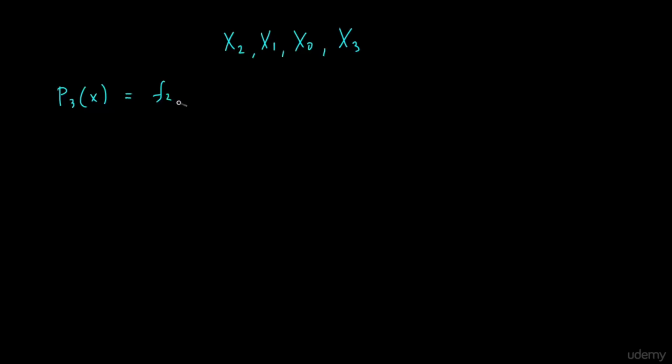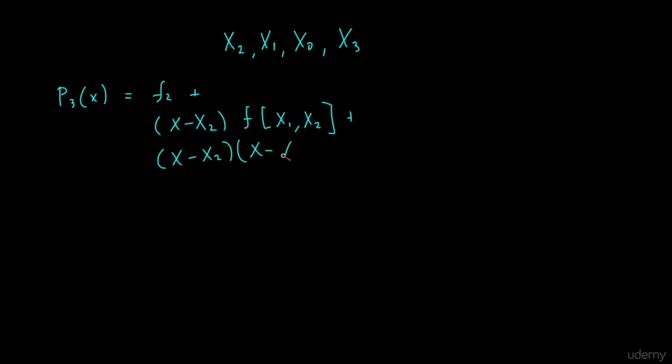So in here we have f2 plus, and then here we have the x1, so that's going to be x minus x2 multiplied by the first divided difference between x1 and x2 plus then x minus x2, x minus x1 multiplied by the second divided difference, so x0, x1, x2, and then plus we should be having a third divided difference, but we haven't come up with it yet, so we need to formulate it.